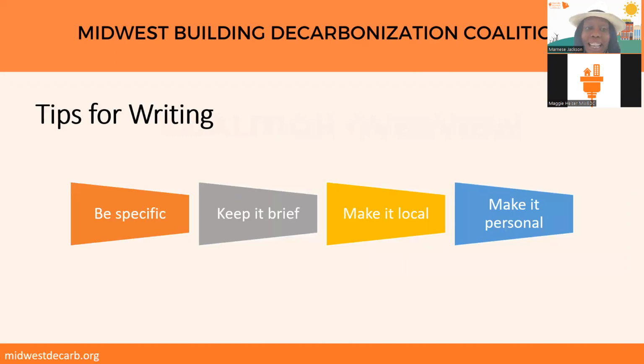So, tips for writing your letter or email. You gotta be specific, you gotta keep it brief, make it local, and make it personal. Be specific. If you are writing about a bill that has been introduced, include the bill number and the name. For example, Senate Bill 199, the debris landfill bill. And if possible, name the bill's main sponsor. Keep it brief. Focus on one major point. If you attempt to tackle so much stuff, it will dilute the letter and people will get confused.